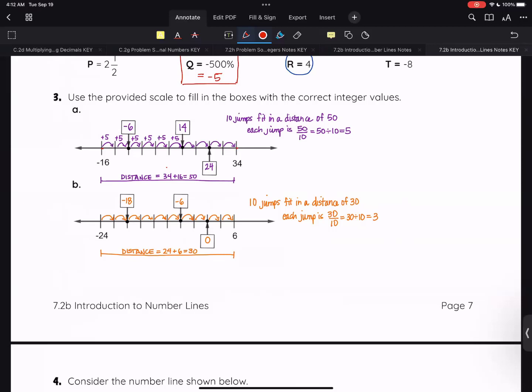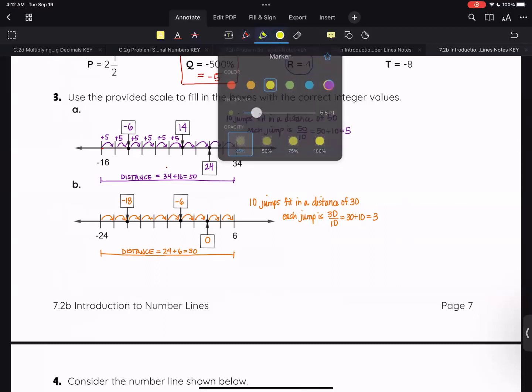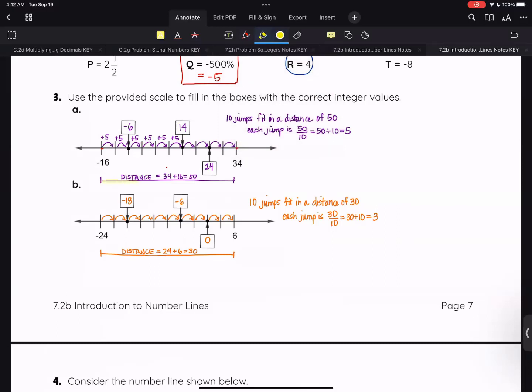So that means the distance in all will be 34 plus 16, which is 50. Once we know the whole distance, then we're ready to start thinking about the spaces in between. So here's our whole distance, and we can look at how many jumps it took to make up that 50. And if we count them, there are 10 of those jumps.